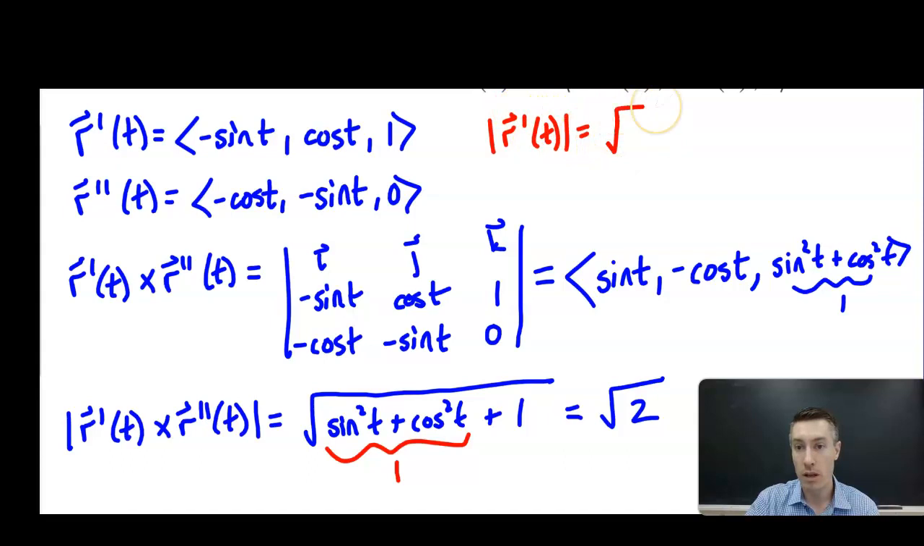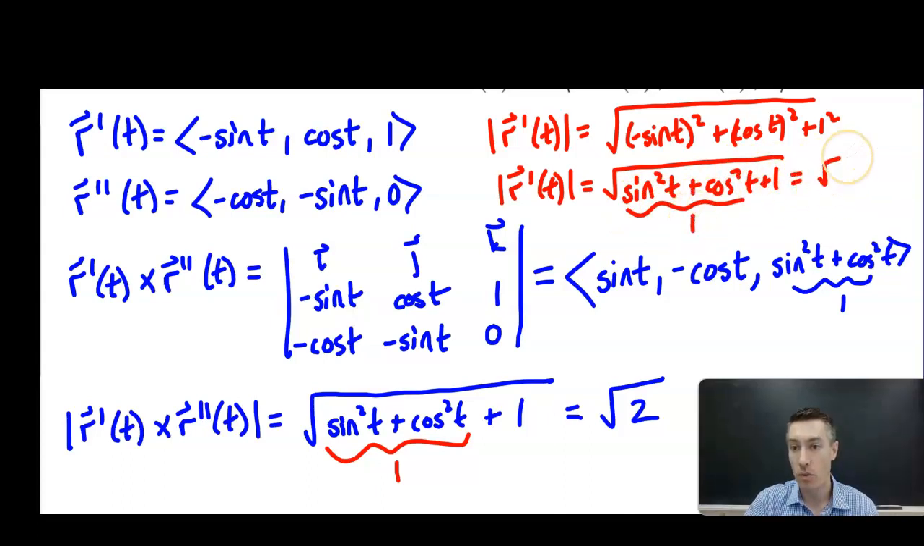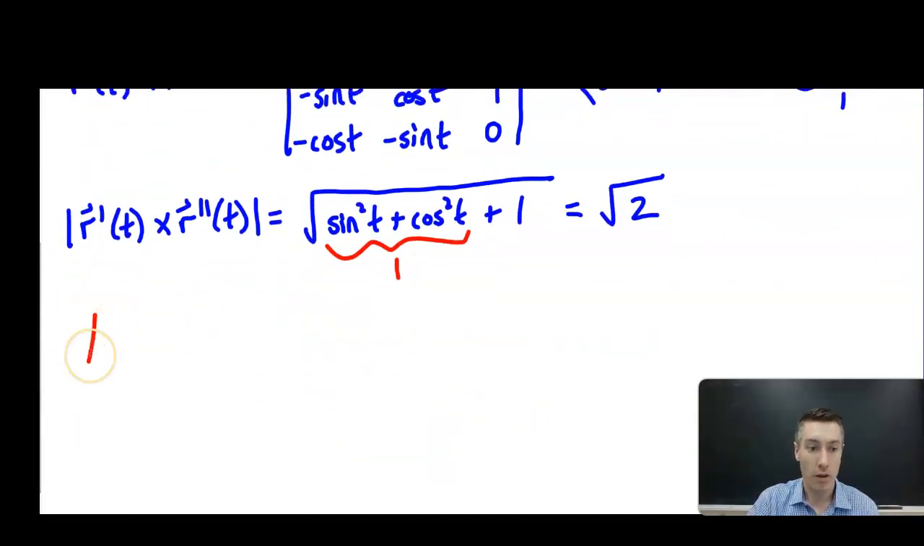So that's going to be the square root of negative sine t squared plus cos t squared plus 1 squared. I wrote it out a little differently than I did in our last magnitude, but that's going to be the square root of sine squared t plus cos squared t plus 1. Again, Pythagorean identity, so that's 1, so the square root of 2. Okay, so this should make for an interesting curvature computation.